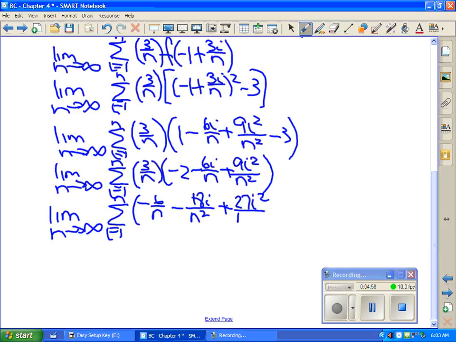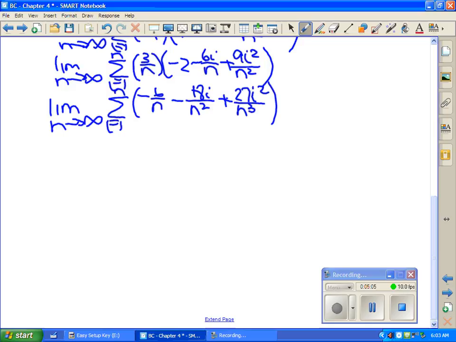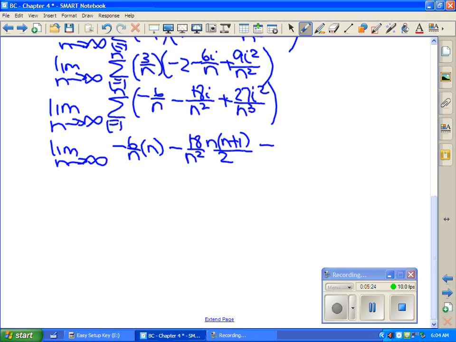So at this point, what we did was we applied the summation formula. So you have the limit as n approaches infinity, negative 6 over n. If I sum that up n times, I'm going to get n of those terms. So times n, minus 18 over n squared, the summation of i was n times n plus 1 over 2, plus 27 over n cubed, and the summation of i squared was n times n plus 1 times 2n plus 1, all over 6. Now, as I take the limit as n approaches infinity, the first term simplifies to negative 6.